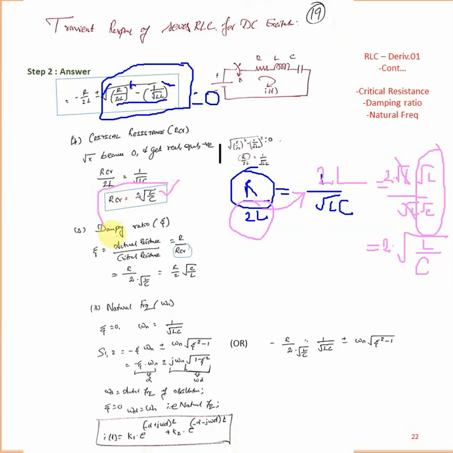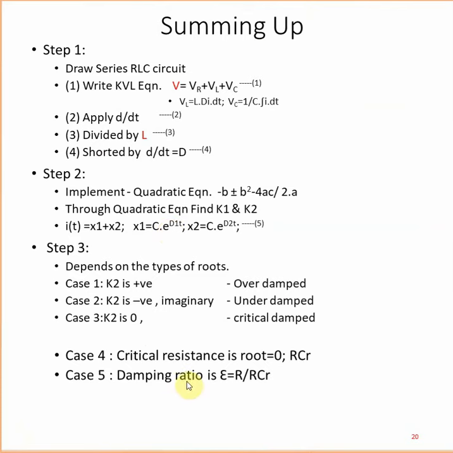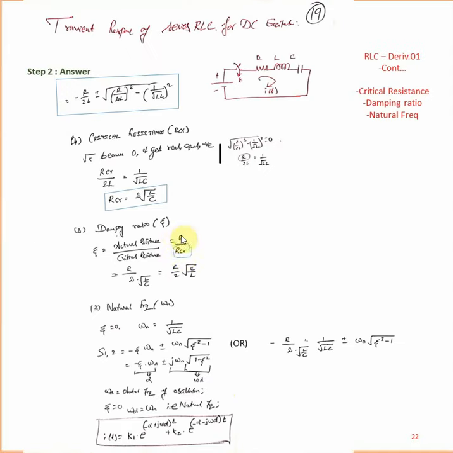The next one is the damping ratio. Epsilon is equal to R divided by RCR. What is RCR? The critical resistance that you found. R is the actual resistance, divided by the critical resistance. Substitute RCR as 2 into root of L by C in that place. Yes, I have substituted. Then simplify.